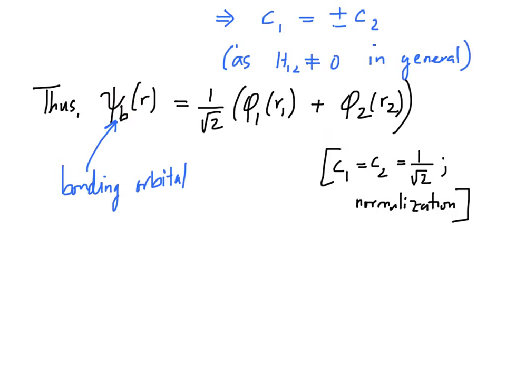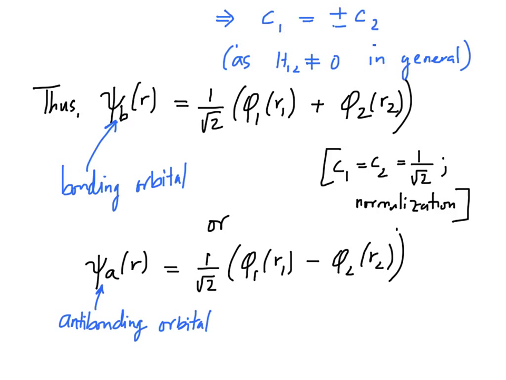Likewise, we can substitute our second solution, C1 equals minus C2, into our wave function. And once again we go through this exercise of normalization, and normalization will once again lead us to our coefficients being 1 over square root of 2 and minus 1 over square root of 2, and our final solution for the wave function itself is going to be something like this. Now the second solution has an index A. Why? Because it is going to be what we call the anti-bonding orbital.